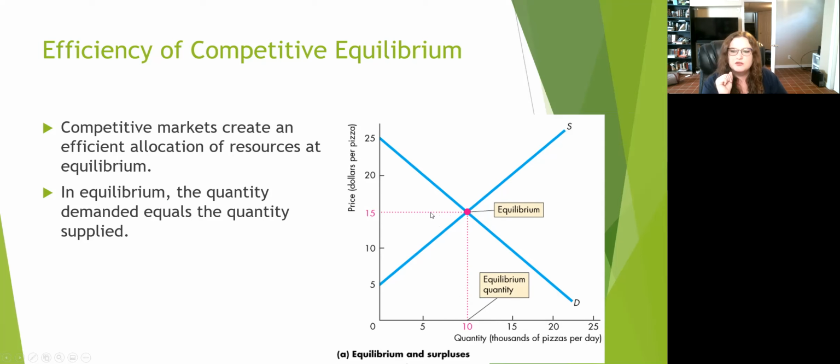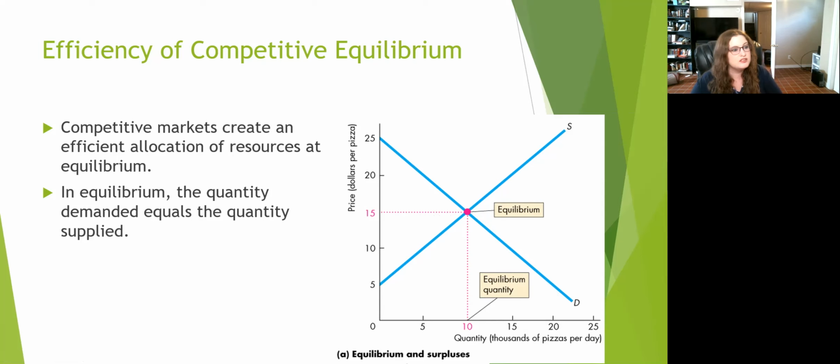And if we trace it over to price, we see that we have a price of $15. So let's think about what efficiency would look like in a competitive equilibrium, where supply and demand have this one point. So competitive markets create an efficient allocation of resources at the equilibrium. If we're at the equilibrium, we're efficient.